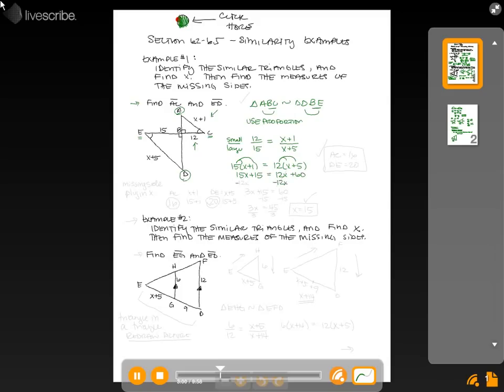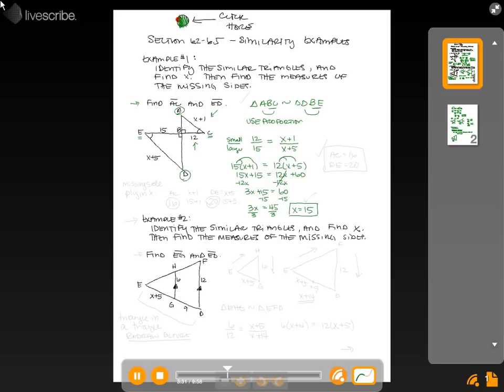Subtract 12x from both sides. 15x minus 12x is 3x plus 15 equals, those canceled, so 60 minus 15. 3x equals 60 minus 15 is 45. Divide both sides by 3. So x is 45 divided by 3 is 15. Got a little bit ahead of myself. So there's x. I found the second part.